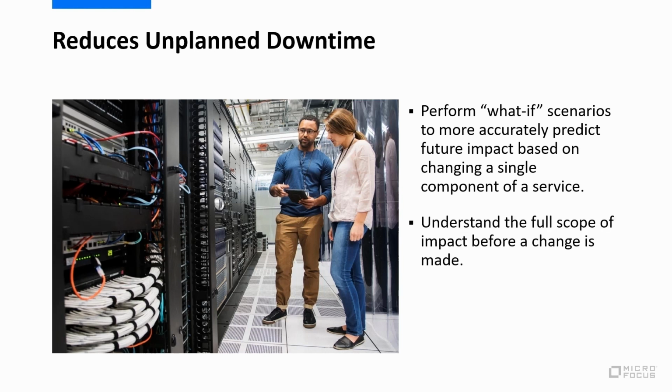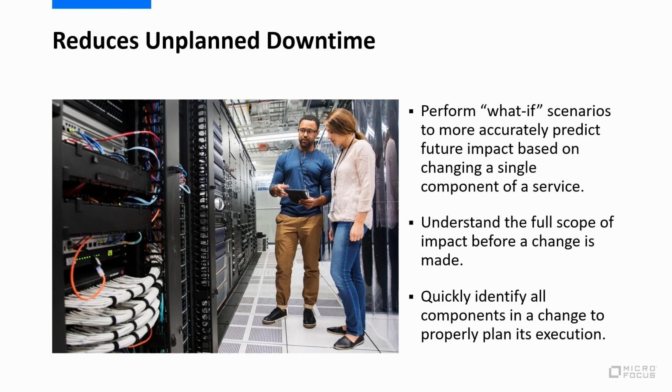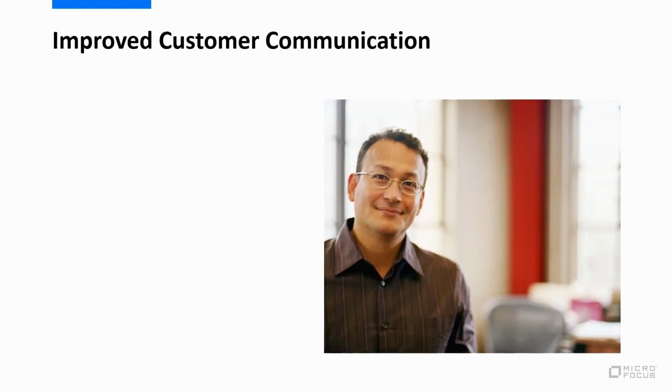The second one is you can understand the full scope of impact before you make a change. So you're very clear on what's going to happen and can prepare your user base to be ready for any downtime that is planned. And lastly, you can identify all the components in a change prior to actually implementing the change so you can properly plan. And a lot of that planning is just simply in communication to your user base so that they're prepared for it. What you don't ever want to happen is that someone is unexpectedly experiencing downtime that you caused and that was not planned.